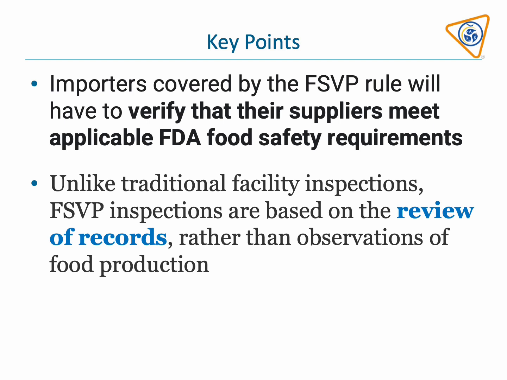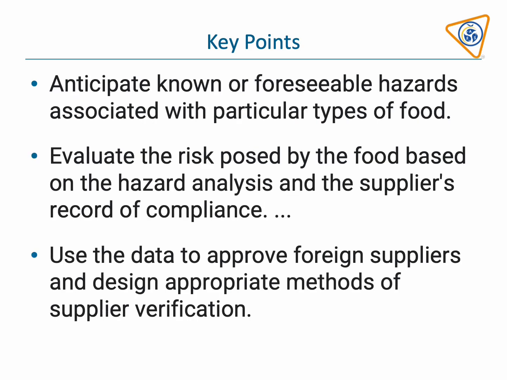Key points. Importers covered by the FSVP rule will have to verify that their suppliers meet applicable FDA food safety requirements. Unlike traditional facility inspections, FSVP inspections are based on the review of records rather than observations of food production. Key points. Anticipate known or foreseeable hazards associated with particular types of food. Evaluate the risk posed by the food based on the hazard analysis and the supplier's record of compliance. Use the data to approve foreign suppliers and design appropriate methods of supplier verification.